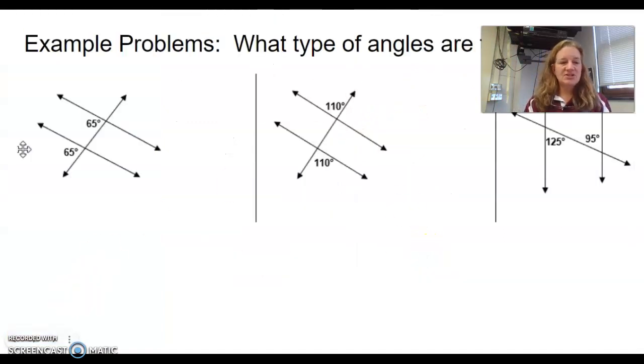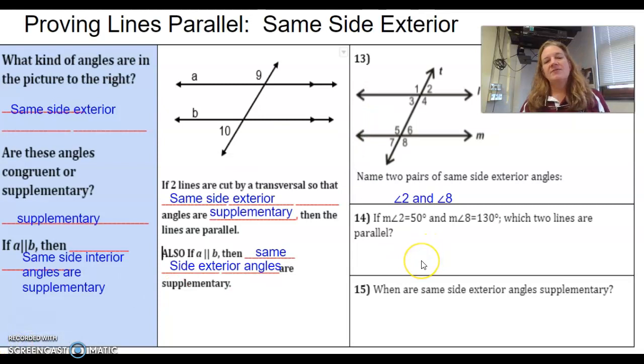If angle 2 is equal to 50 and angle 8 is equal to 130 degrees, are the two lines parallel? Well, 50 plus 130 is what? 180. Which two lines are parallel? Well, I don't know. Let's look at that drawing. If angle 2 and angle 8 are supplementary, they're same side exterior angles, then the two lines are parallel.